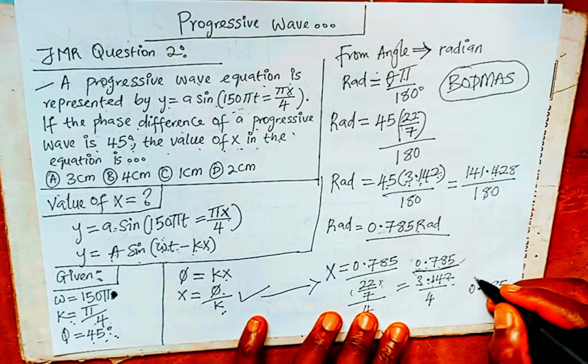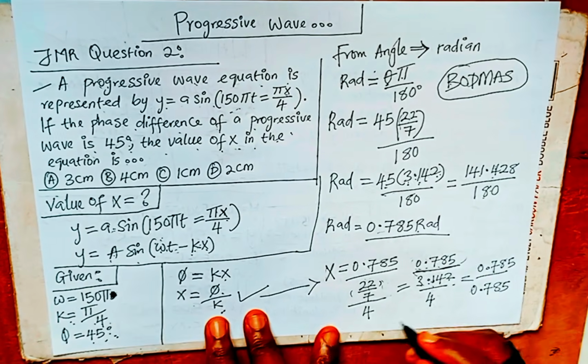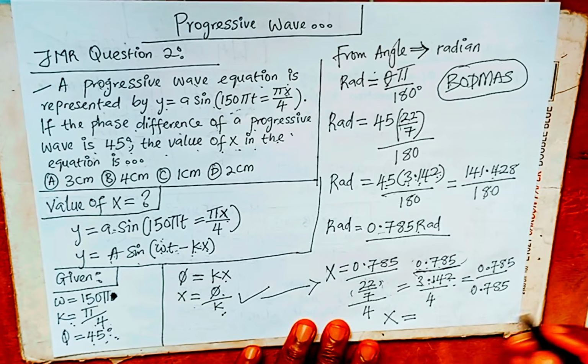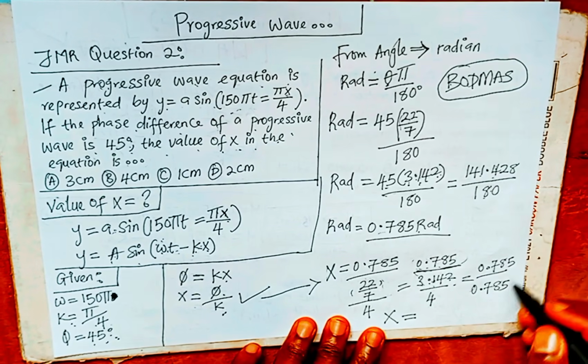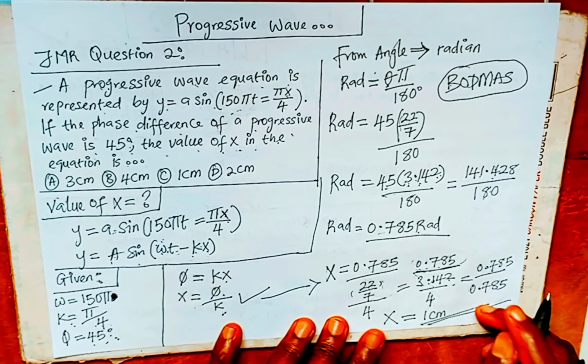0.785 over 0.785. So our S will be equal to 0.785 divided by 0.785, which equals 1 centimeter. So this is our final answer.